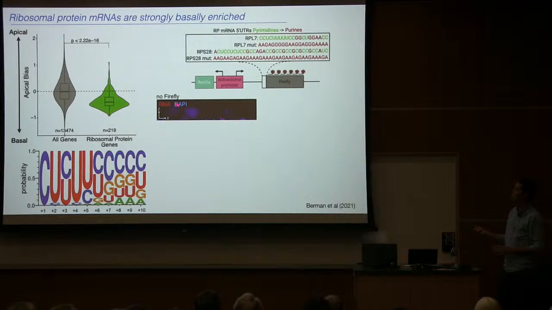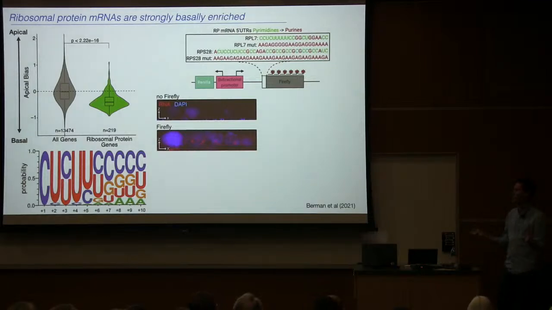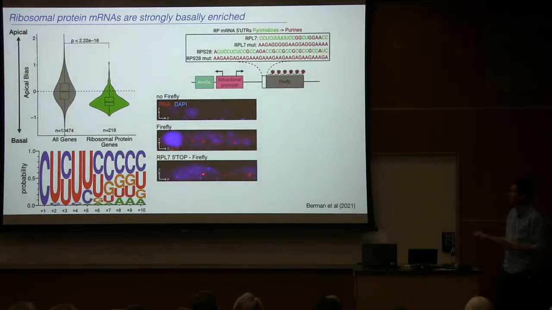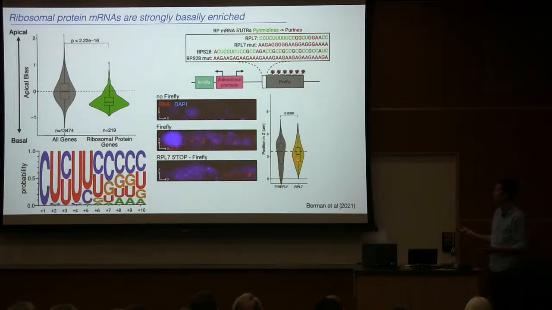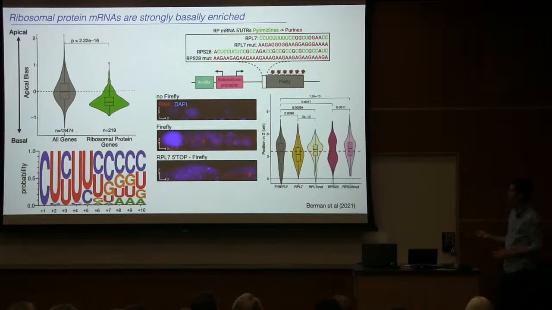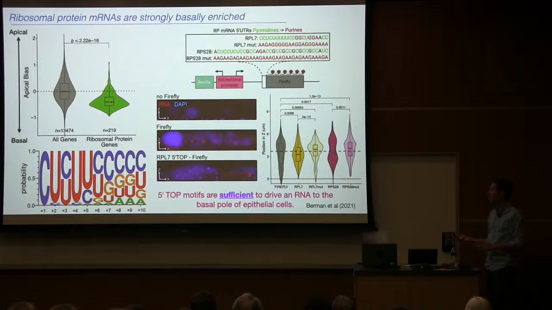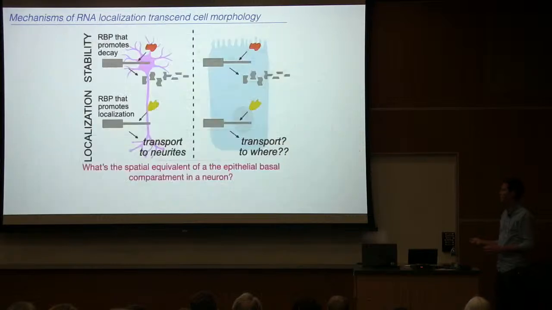She expresses these in cells and then asked by single molecule FISH, where is the reporter RNA? So if we don't express our reporter, there's no reporter RNA signal, which is good. If we just express our reporter fused to nothing, so to no TOP motif, I hope you can see it kind of fills the cell from apical to basal. But if she puts the 5' TOP motif from RPL7 on there, you can see that the RNA is now much more towards the bottom of the cell. And this is actually quantified here. Again, the TOP motif makes this RNA be more basal. But for the mutant, that's not true. And the same thing was true for the other TOP motif from the other gene that she tested. So these 5' TOP motifs are sufficient to drive an RNA to the basal end of these epithelial cells.